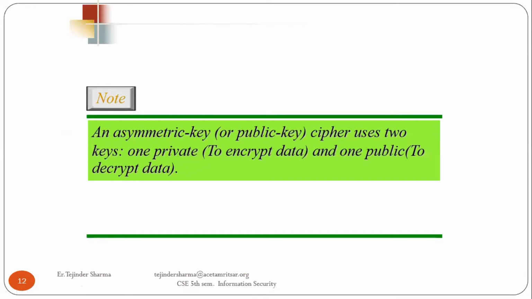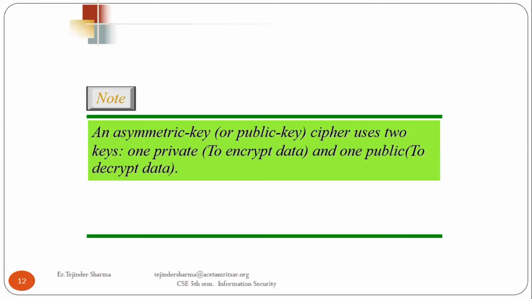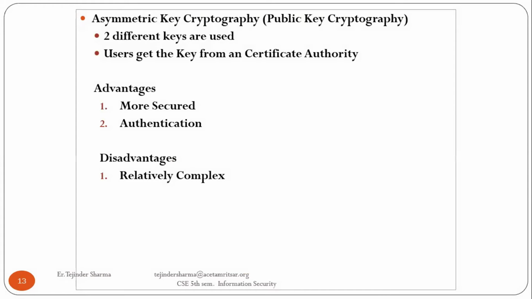So asymmetric key makes use of two keys. One is the public key, another is the private key. Either the private key is used to encrypt the data and the public key to decrypt the data, or maybe the reverse: the public key to encrypt the data and the private key to decrypt the data. So in asymmetric encryption, two different keys are used.